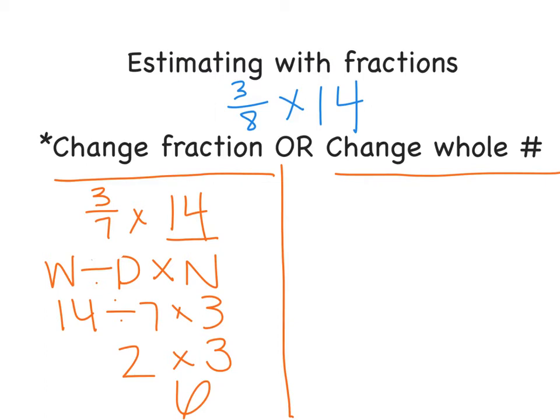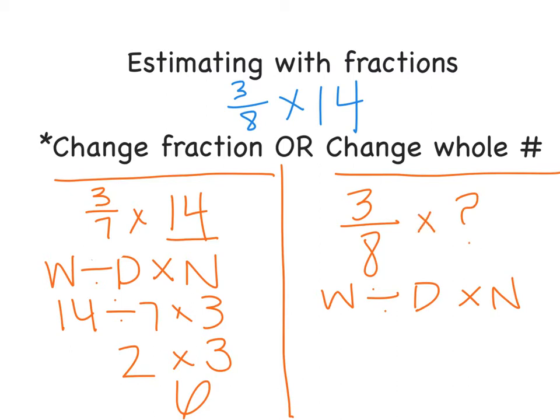Now, another thing we can do is leave the fraction part the same and change the whole number. Again, I want something where my whole number is divisible by my denominator, and then I can multiply it by my numerator. I'm trying to think of a number that could be divisible by 8, but is kind of close to 14. In this case, multiples of 8 are 8, 16, 24, so 16 would be the closest.